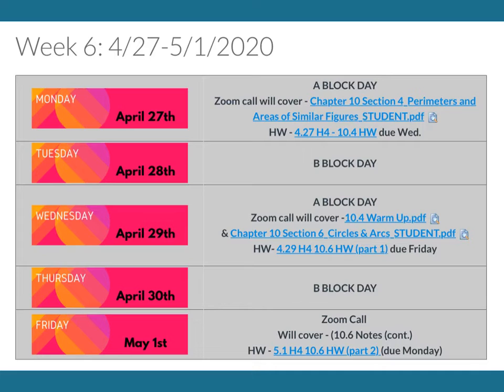10-6 is kind of long, so we'll probably divide it into 2 parts. You'll get like part 1 on Wednesday with an assignment due Friday, and then part 2 on Friday. We'll finish it up. That's like a lot of circles stuff. So today we're going to talk about perimeters and areas of similar figures. And then the next section is circles.